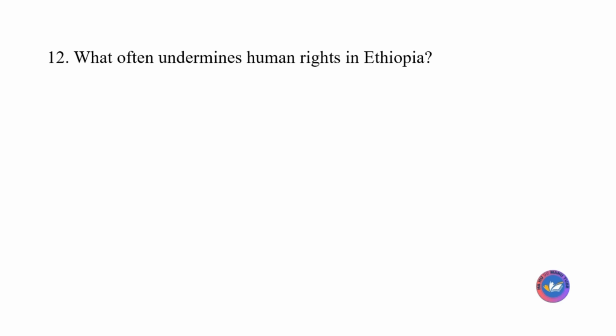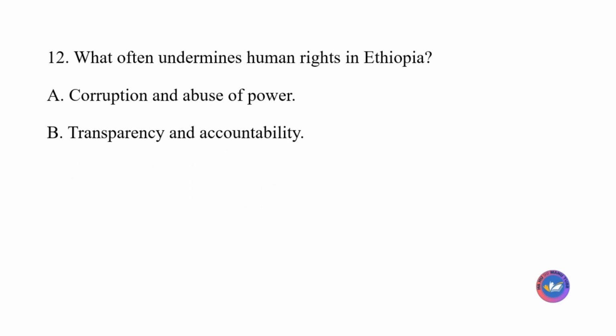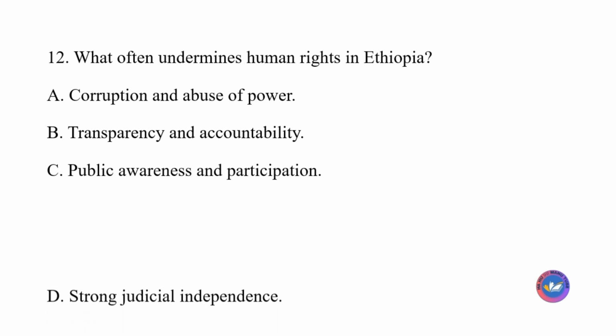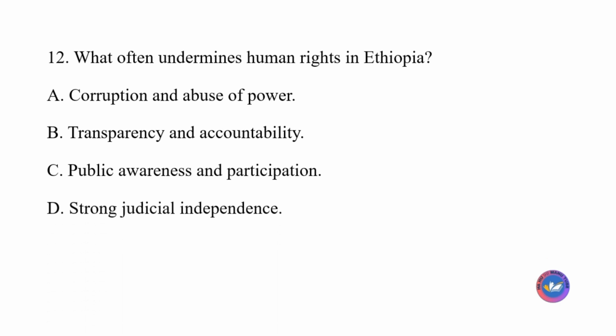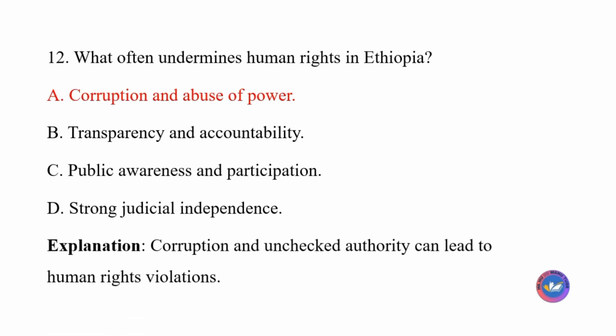Question number 12. What often undermines human rights in Ethiopia? A. Corruption and abuse of power. B. Transparency and accountability. C. Public awareness and participation. D. Strong judicial independence. The answer is corruption and abuse of power. Corruption and unchecked authority can lead to human rights violations.